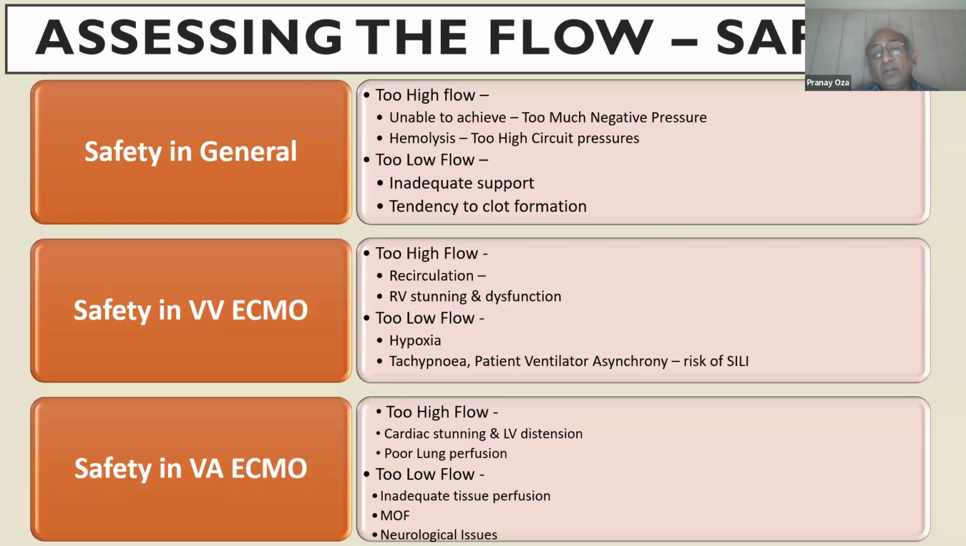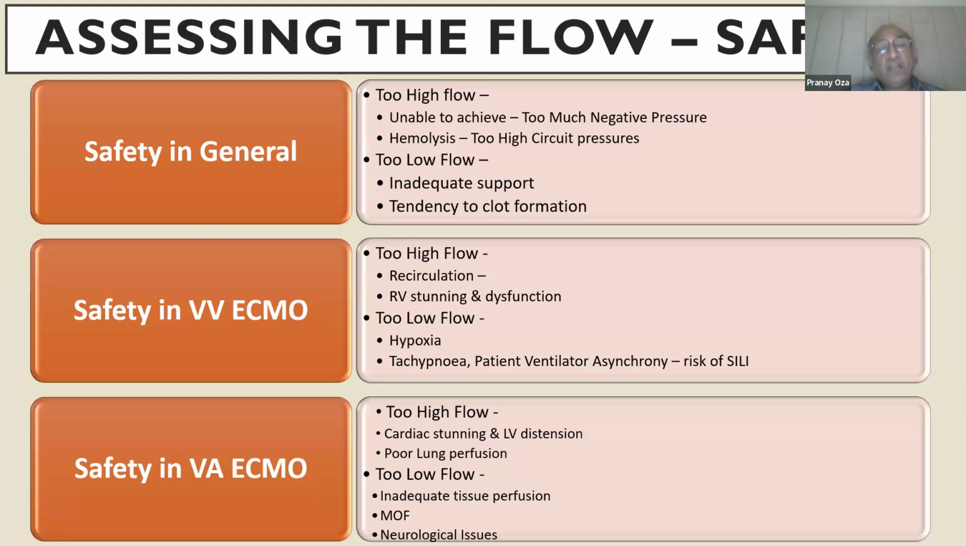Patient can develop tachypnea. That is going to be a cycle. Once the patient develops hypoxia because your flow is low, he is going to try to get oxygenation from the ventilator, from the native lungs. And in that case, the patient becomes tachypneic, he becomes asynchronous, and the risk of P-SILI will increase.